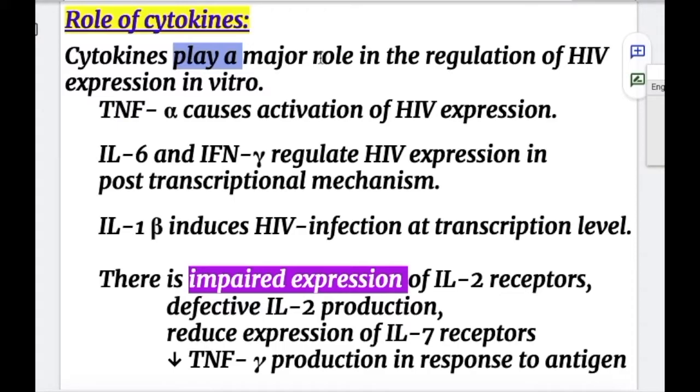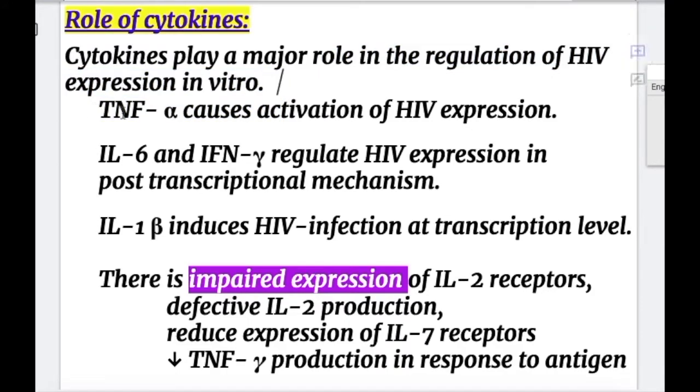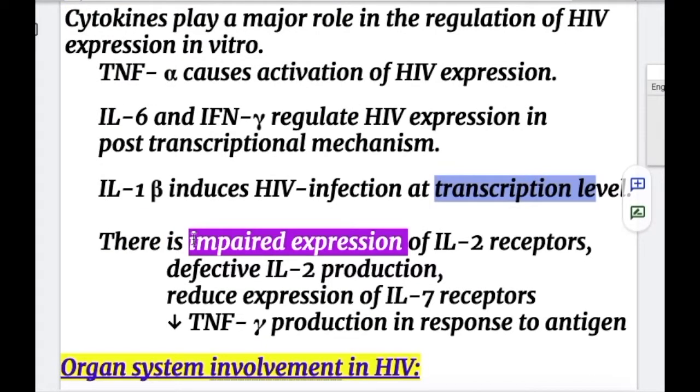Cytokines play a major role in the regulation of HIV expression in vitro. TNF-alpha causes activation of HIV expression, whereas interleukin 6 and interferon gamma regulate HIV expression by post-transcriptional mechanisms. Interleukin 1 beta induces HIV infection at the transcription level. There is impaired expression of interleukin 2 receptors. Defective interleukin 2 production reduces expression of interleukin 7 receptors and decreases interferon gamma production in response to antigen.